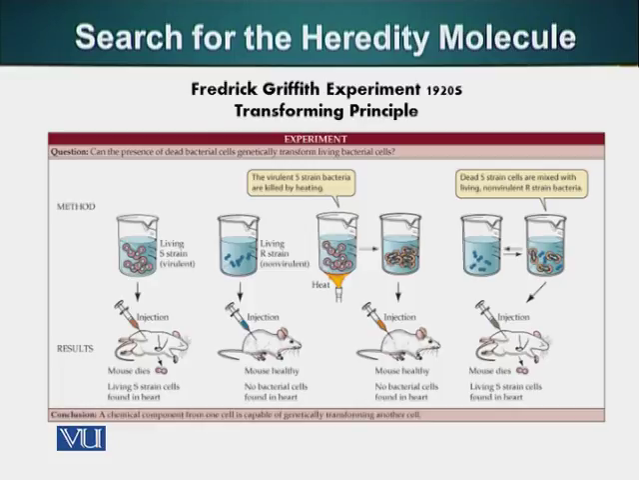Frederick Griffith was a physician. He was trying to find a serum, trying to inoculate mice with a specific type of bacteria. This bacteria caused pneumonia. There were 2 types of these bacteria, one S strain and the other R strain. The S strain bacteria made smooth colonies on a dish, whereas the R kind of this pneumonia causing bacteria made rough colonies.